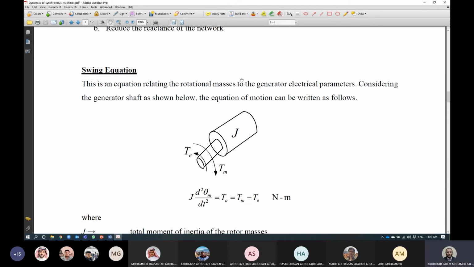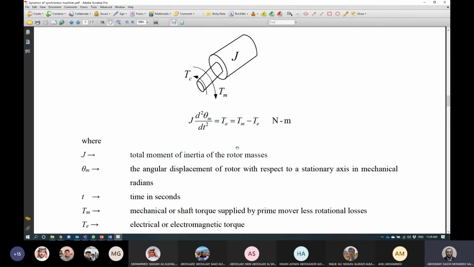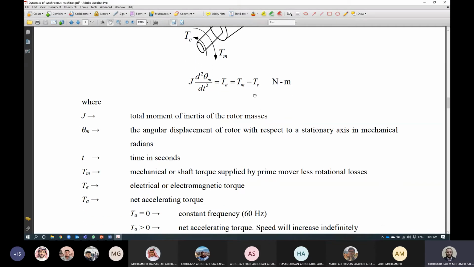Today, we will focus a bit on the swing equation, which is basically a dynamic equation, and we will reformulate this equation to represent the relation between power and power angle. Derivation is not required. However, I will go quickly through the derivation.